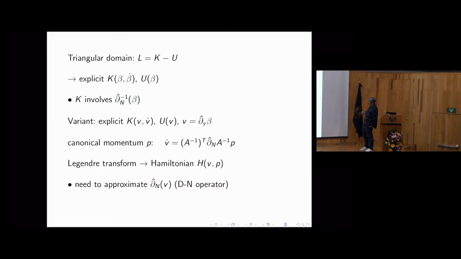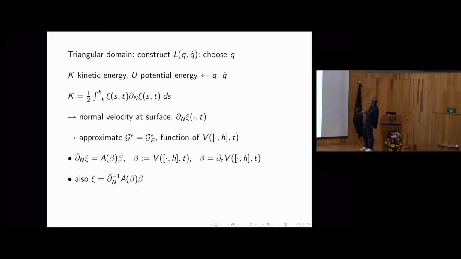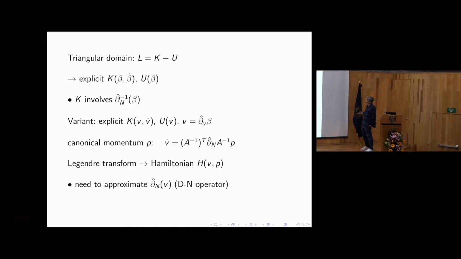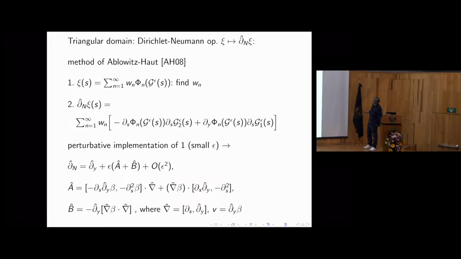But we also have to use some expression for the Dirichlet-Neumann operator that appears in the very beginning, because this quantity will appear in the very beginning, and we have to use an approximation. Now, the approximation that we use here is a somewhat interesting point: this was proposed by Ablowitz and Haut. In order to find the map from the boundary value to the normal derivative, we use two steps.